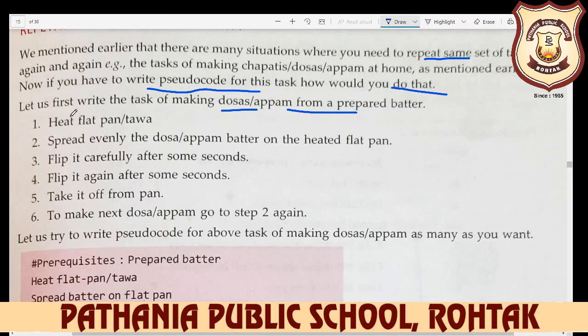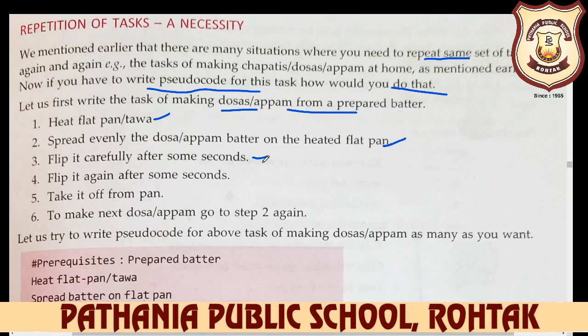So heat flat pan or tawa. First we need to heat the pan. Spread evenly the dosa upam batter on the heated flat pan. So first we need the pan, then heat the pan or tawa, and then spread the batter of the dosa evenly. Flip it carefully after some seconds. Then we flip our dosa or upam, and then flip it again after some seconds. Take it off from the pan.